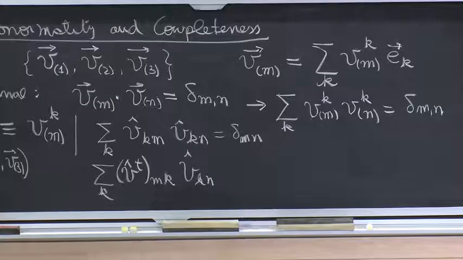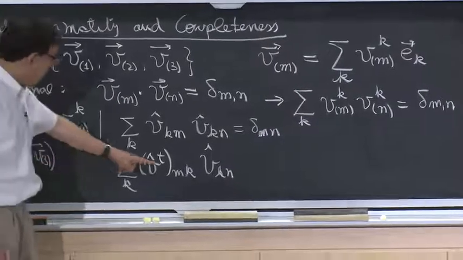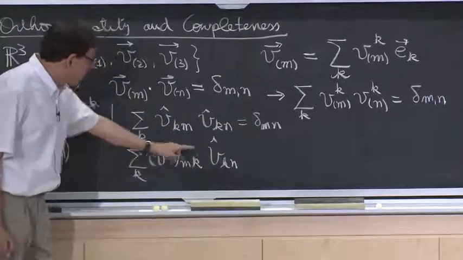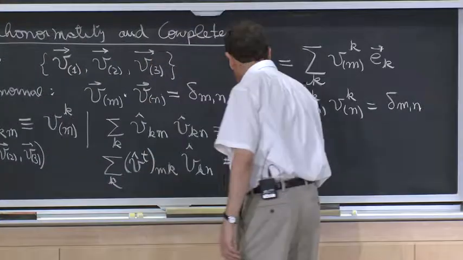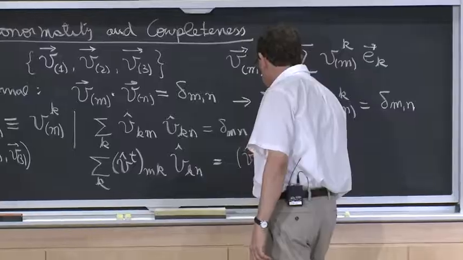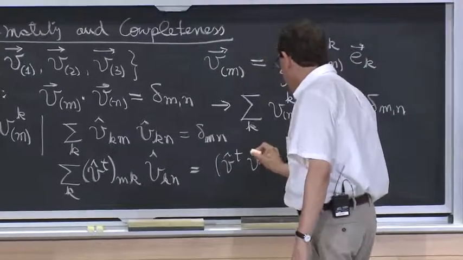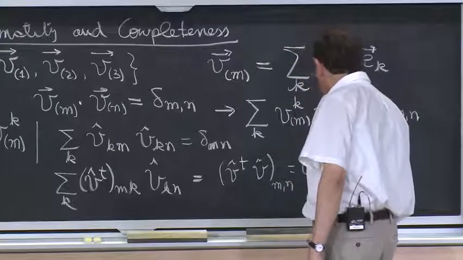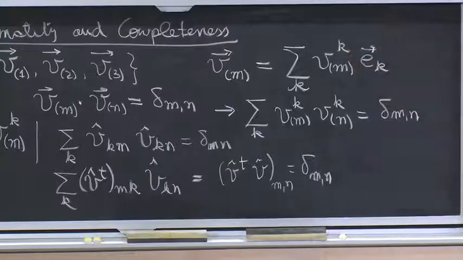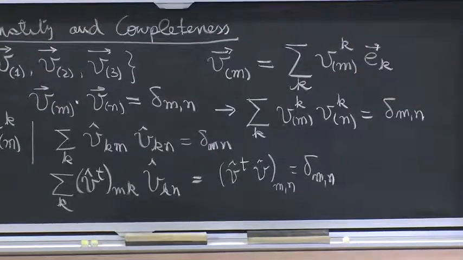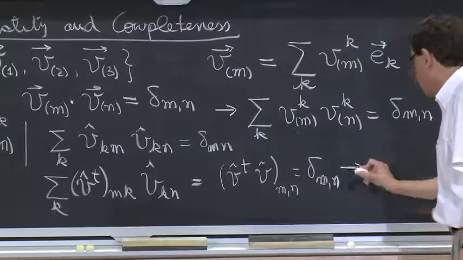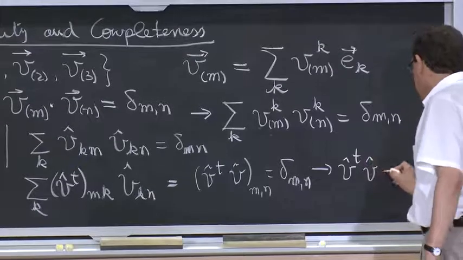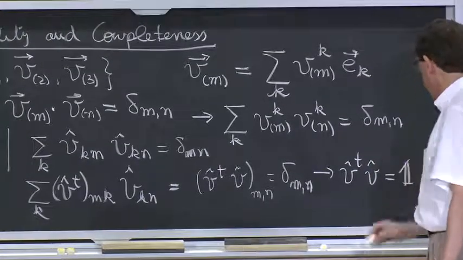That's the left-hand side. And now you see that this is nothing else than the Mn component of the product of these two matrices. So this is equal to the V hat transpose times V hat Mn being equal to delta Mn. That's a nice equation. But in fact, it's even simpler. You can say that this just shows that V hat transpose times V hat is equal to the identity matrix.